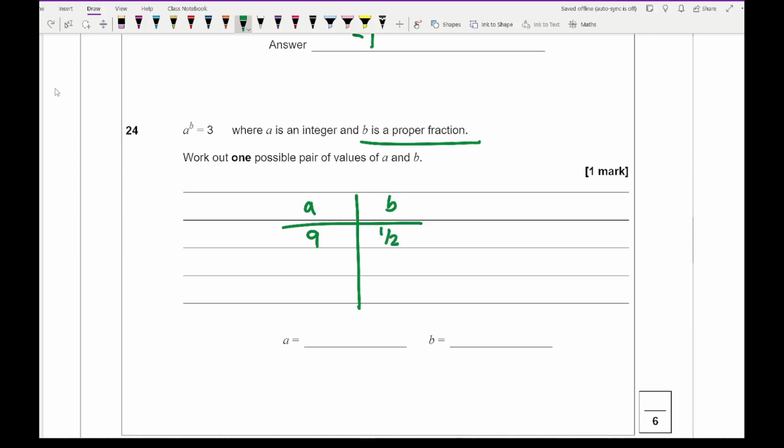The cube root of 27 is going to be 27 to the power of a third, and 81 to the power of a quarter. So any of those combinations would be fine to get you the 1 mark.